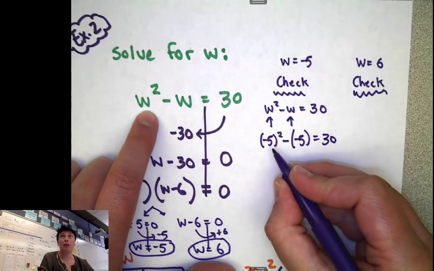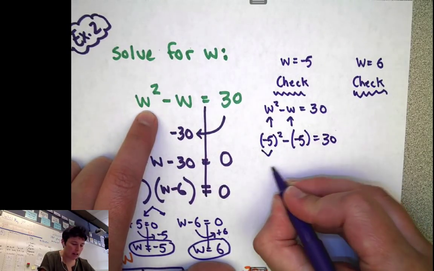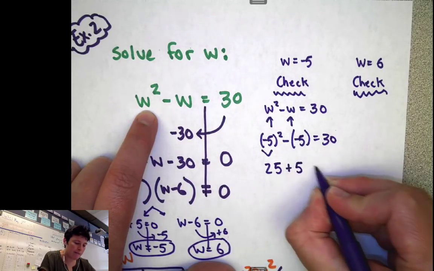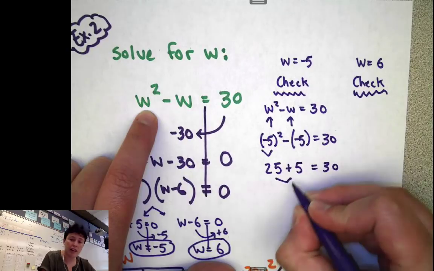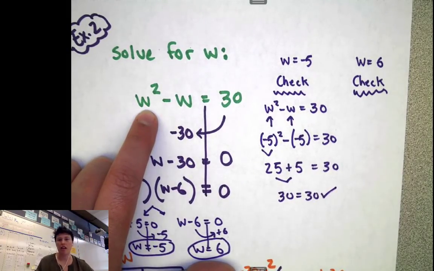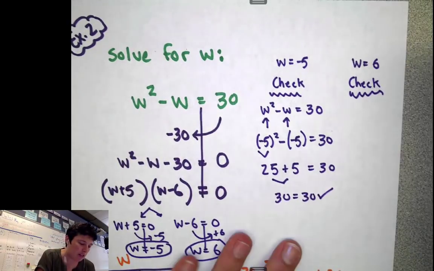Let's see, negative 5 squared, 5 times 5 is 25, so this is a positive 25. And minus turns into a plus 5 equals 30, and 25 plus 5 is 30. 30 equals 30. We definitely feel good about that answer. That is for sure checked. Let's try it with the 6.